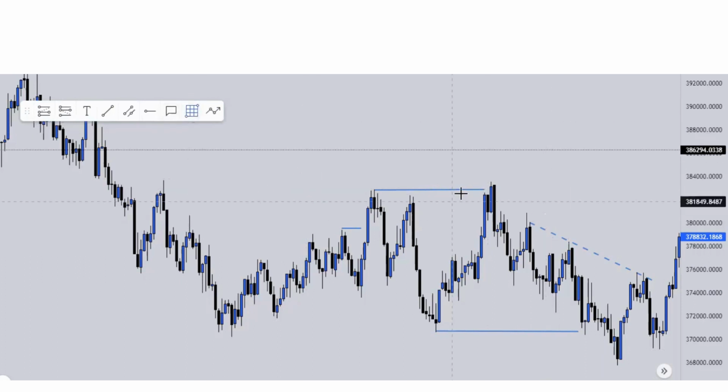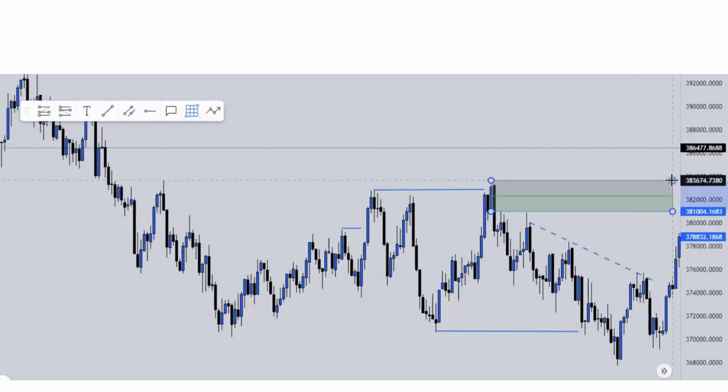So now, where's the order block responsible for this push that broke structure? This last buy-to-sell candle, this last blue candle, this candle is our order block.